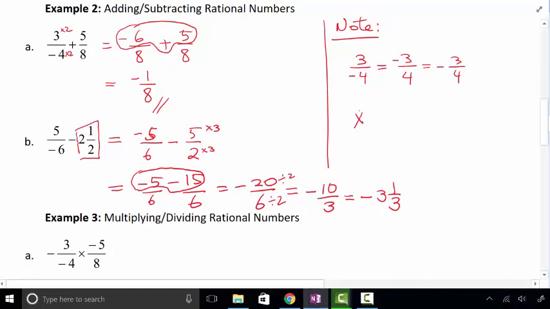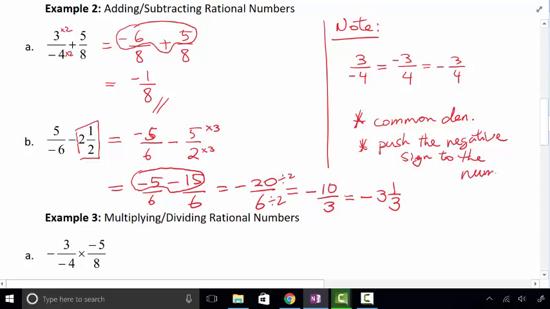So let me just summarize here before we go on to multiplication and division of rational numbers. When you're adding and subtracting, make sure you have common denominators, okay? And also you want to push the negative sign to the numerator.